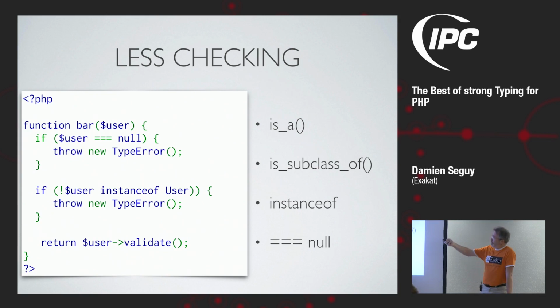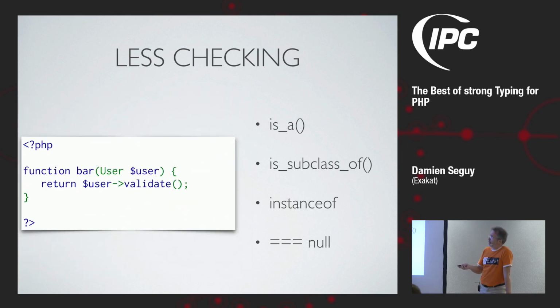That type is an instance of, is a subclass of, equal null are all points that you should get rid of because typing will help you do the work for you. Far less work, so that's an interesting part of the code. Now, yeah, I end up with that once I just start using the right type.